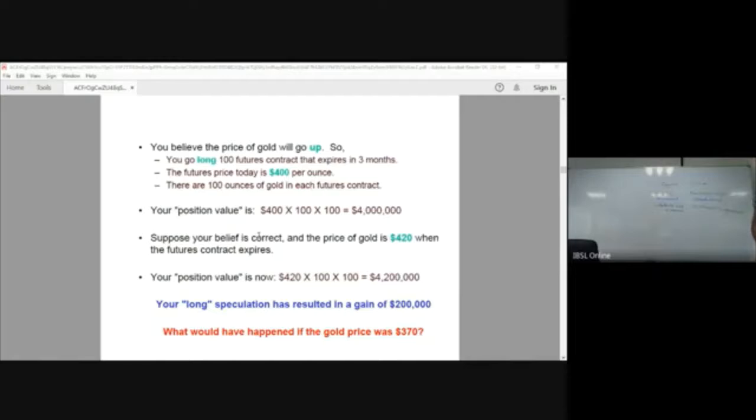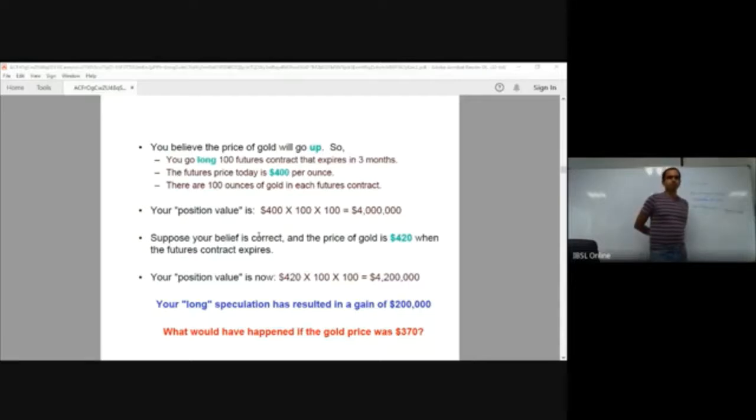You believe the price of gold will go up. So you go long 100 futures contracts that expire in 3 months. The futures price today is $400 an ounce. So you are buying 1 ounce at $400. There are 100 ounces of gold in each futures contract, and you are going long 100 contracts. That means 100 into 100, you are long 10,000 ounces of gold. Your position value is 4 million, right? Because each ounce is $400, and in one futures contract you have 100 ounces, so that is 40,000. And likewise, you are buying 100 contracts. So that's 40,000 into 100, $4 million is your initial outlay.